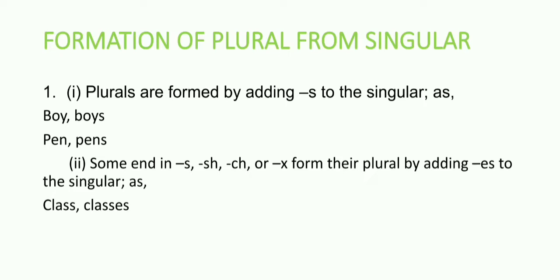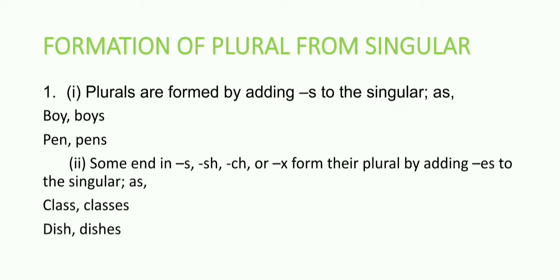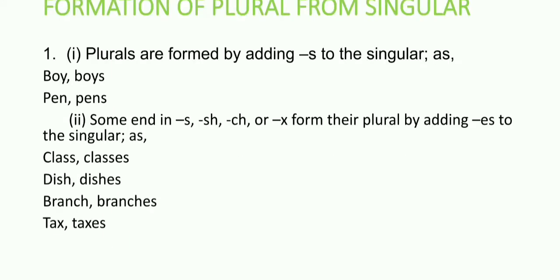We have the singular noun class, so class, at the end we can see the s, so we have to add what, add es at the end of the noun, so it becomes the plural. Another example, dish, at the end we can find there are two letters sh, the noun is ending in sh, so its plural will be dishes, at the end we have to add es. Another example is branches. You can see es at the end, and tax, when it becomes plural, it becomes taxes.